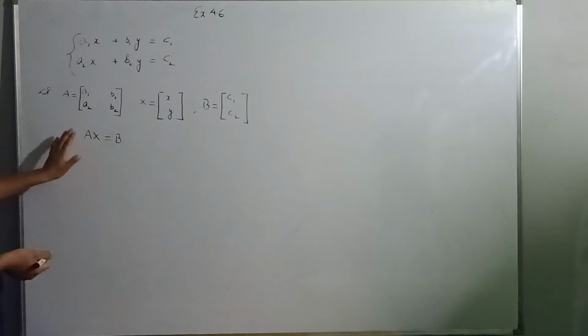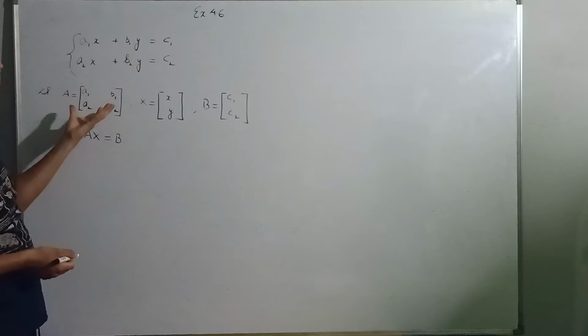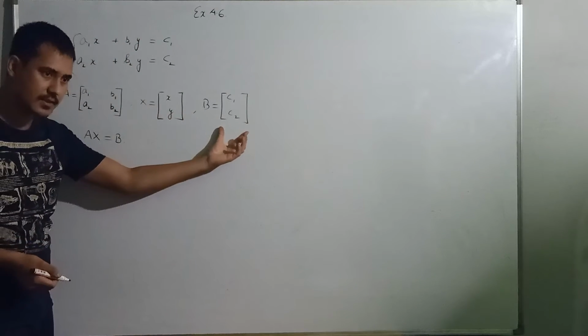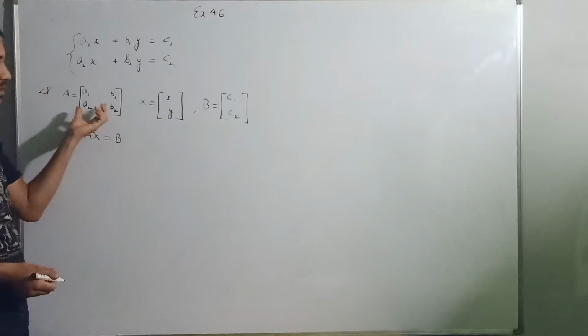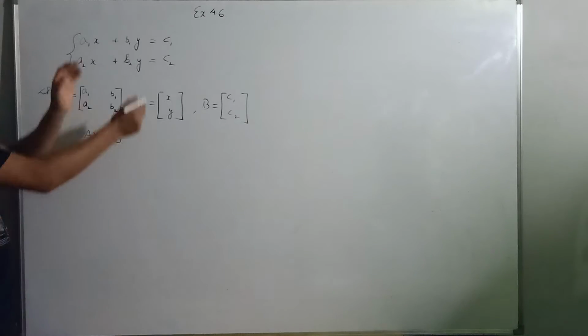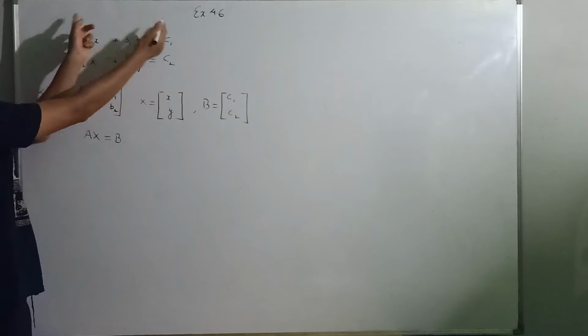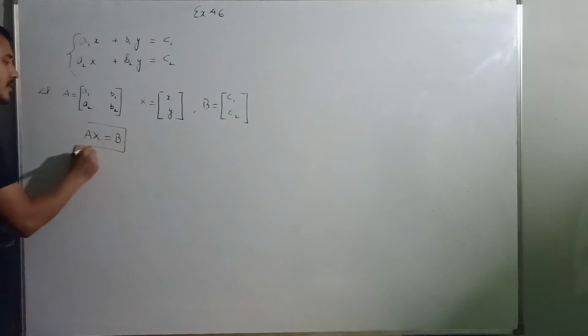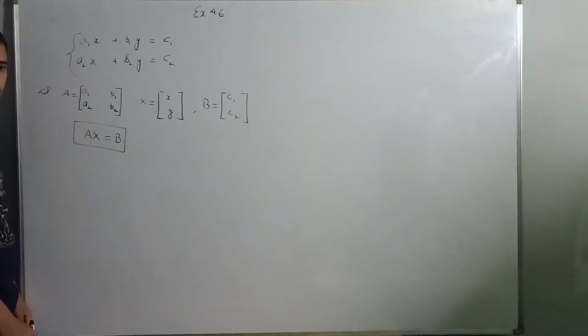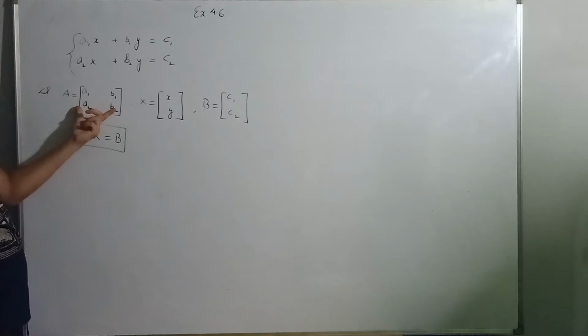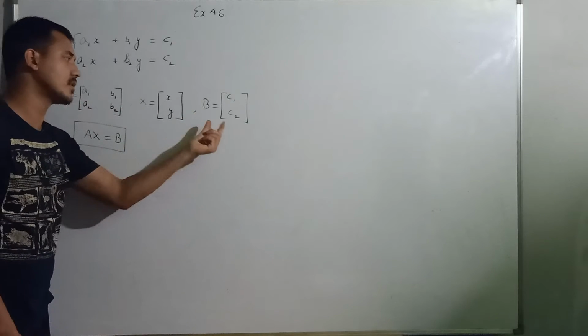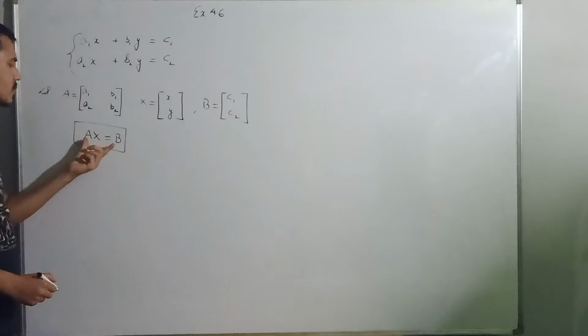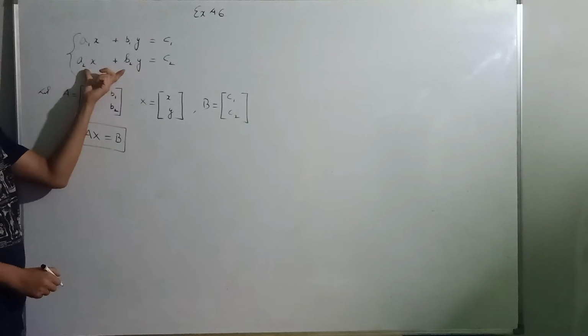If we take these conditions, then the entire system of equations can be represented in this form: AX equal to B, where A is this matrix, X is this matrix, B is this matrix. You solve this, you get this back.